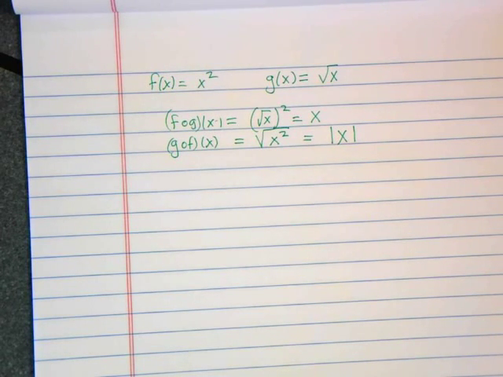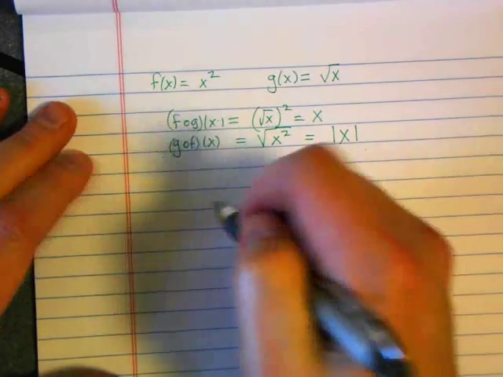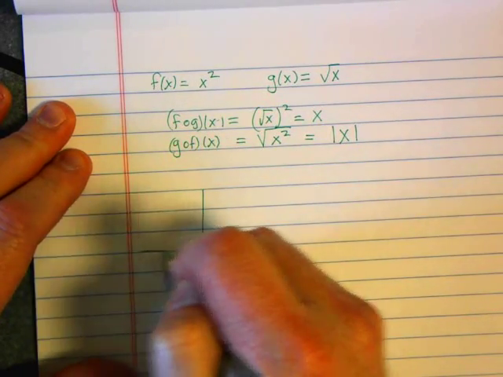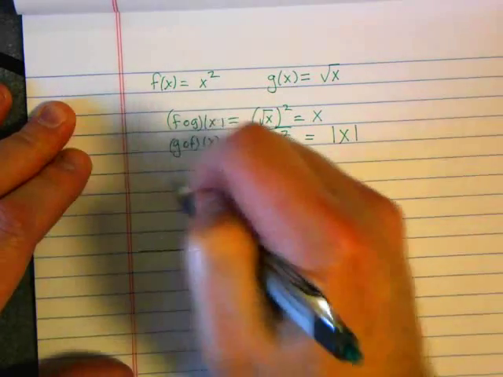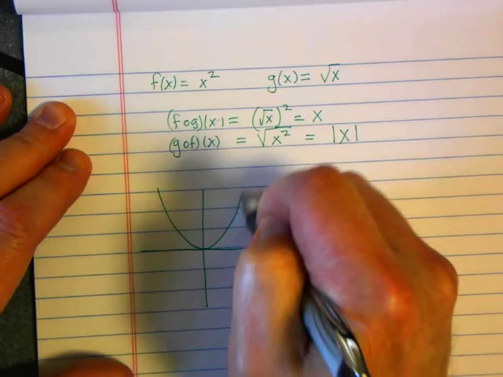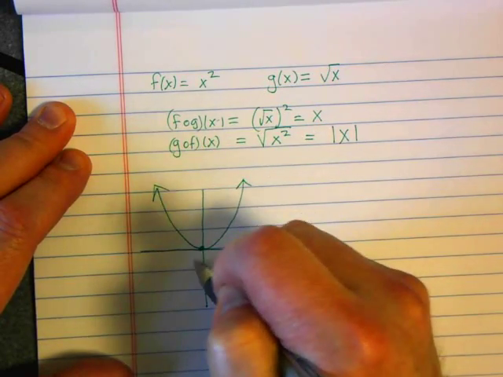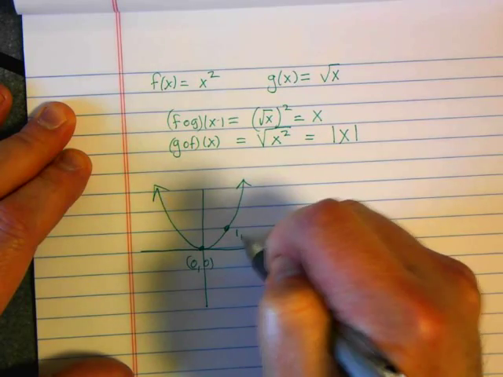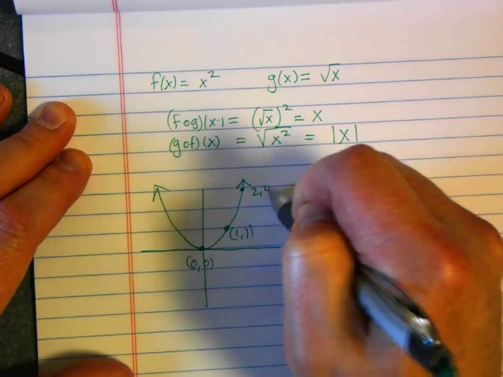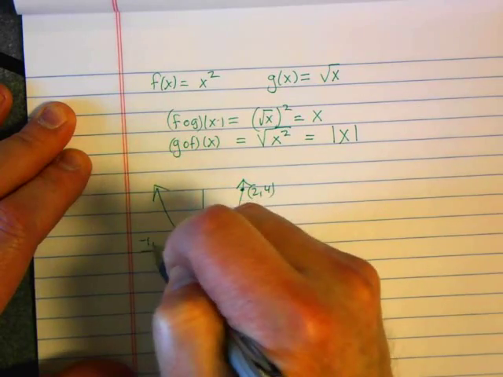The inverse of x squared is not a function. That is an absolutely correct answer. The problem is, what does the graph of x squared look like? It's a parabola. It looks like this, right? So it has points like (0, 0), (1, 1), (2, 4), (-1, 1), and (-2, 4).